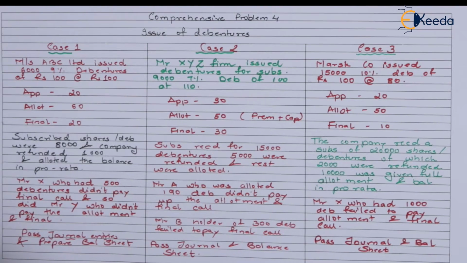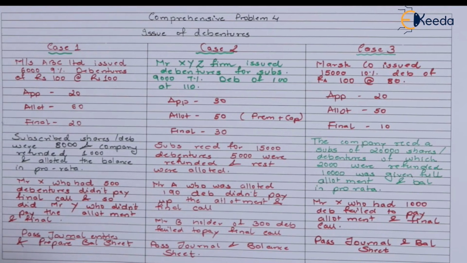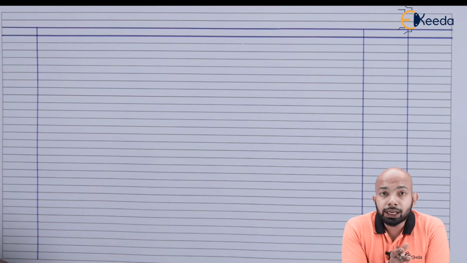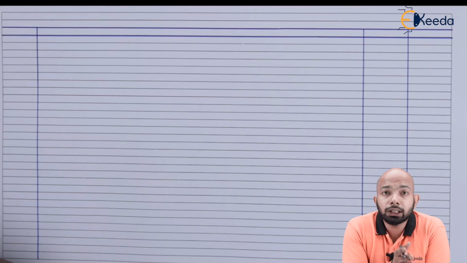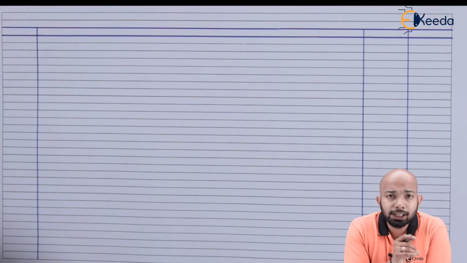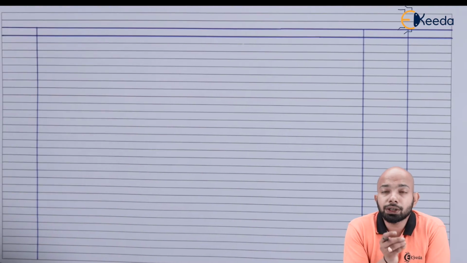If you have to draw a balance sheet in every case, you'll have to do certain workings, but I would request you to just pay attention to the journal entries that we'll be passing, and that will be more than enough to understand how to go ahead with the problem. So let's start with the problem here, case 1. The first thing that we'll be doing is the passing of journal entries for case 1, where debentures were issued at par.